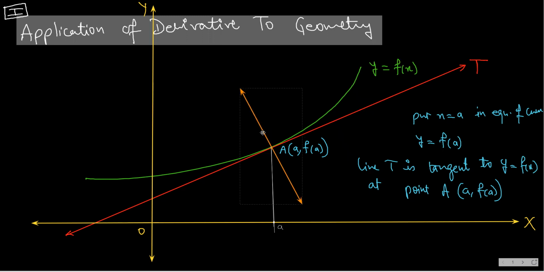So what do I have? I have a line which is perpendicular to the tangent at point A. And what was that point A, my dear student? That point A was the point of contact of the tangent.